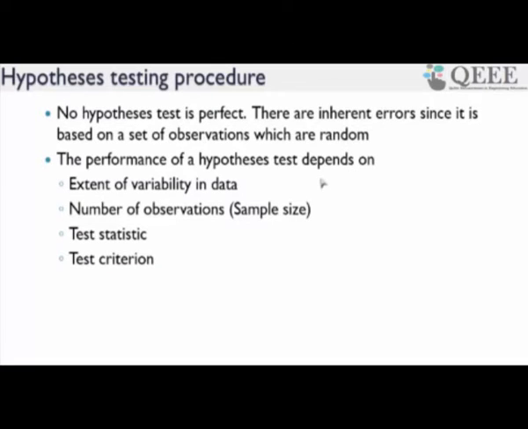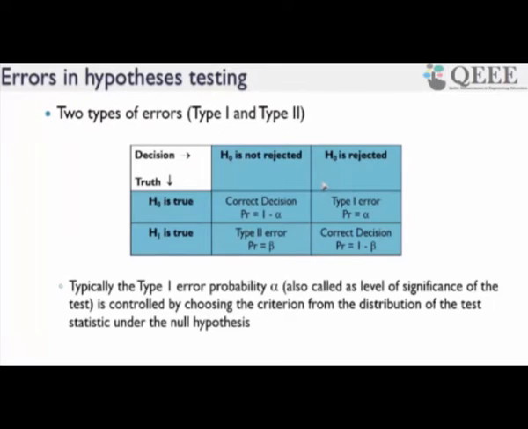Now you have to remember this is used quite a bit in data science. You have to remember no hypothesis test is perfect because all of these are based on a set of observations which are random. The performance of the hypothesis test depends on the extent of variability in the data and the number of observations. The more observations, the better it becomes, the test statistic and the test criterion. So depending on what your criterion is, you will have to live with different errors in terms of type 1 error, type 2 error, and so on. So typically there are two types of errors that one talks about.